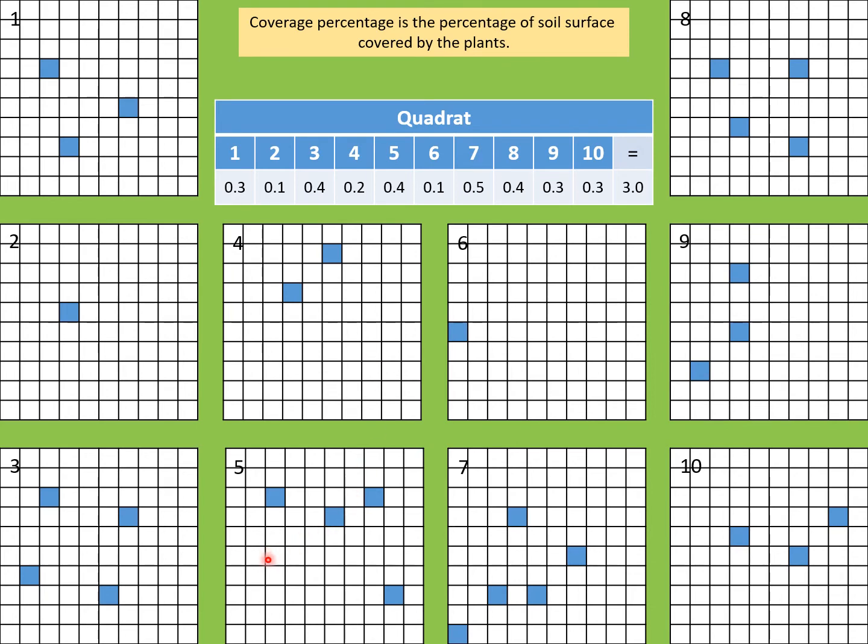Number 5 is 4, we put 0.4. Number 6 is 1 only, we put 0.1. This one is 0.5 because there are 5 species X in quadrat number 7. Quadrat number 8 is 4, so 0.4. Quadrat number 9, 0.3. And quadrat number 10 is 0.3. So altogether it is 3.